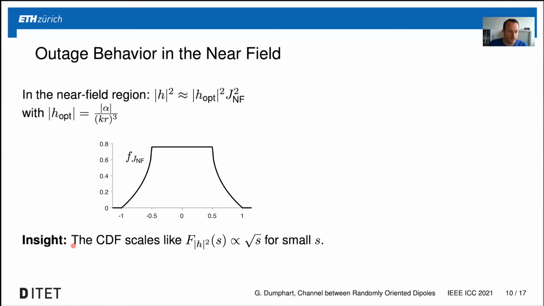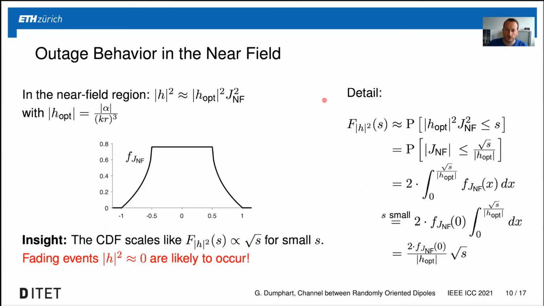And this can be seen in terms of the CDF scaling. So the CDF of the power gain has a square root dependence for small arguments. And that unfortunately means that a fading event where the power gain is close to 0 is quite likely to occur. And the mathematical detail on this can be seen here. If you are interested, you can reproduce the scaling behavior in a few steps here. But we move on to the technical performance implications of this result.